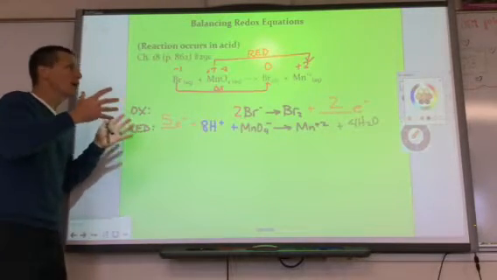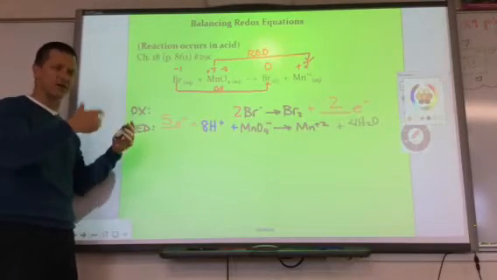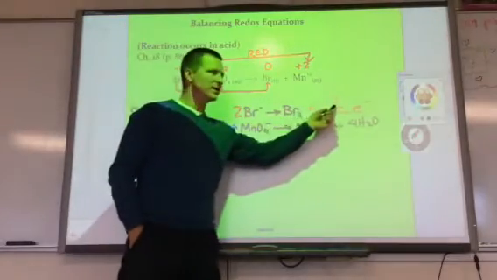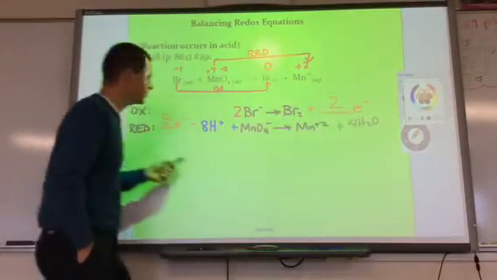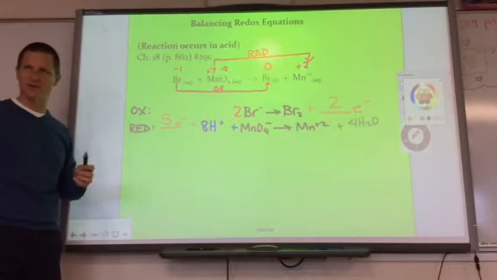Now remember, the whole idea of oxidation and reduction is that something is happening with electrons. Either electrons are given off or electrons are taken in. Oxidation is when electrons are given off, so we know that the electrons will be in the products. Reduction is where electrons are taken in, so we know in the reduction half the electrons are going to be in the reactants.